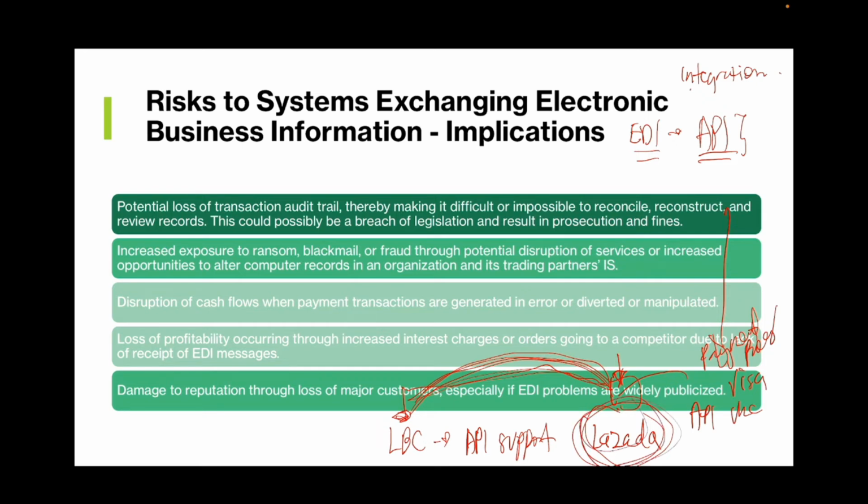EDI works the same way as API. It's just that the API is much better in integration rather than EDI, which has to be customized. And EDI allows more information to be transferred. The API only transfers specific information depending on the transactions. Okay? Any questions so far?